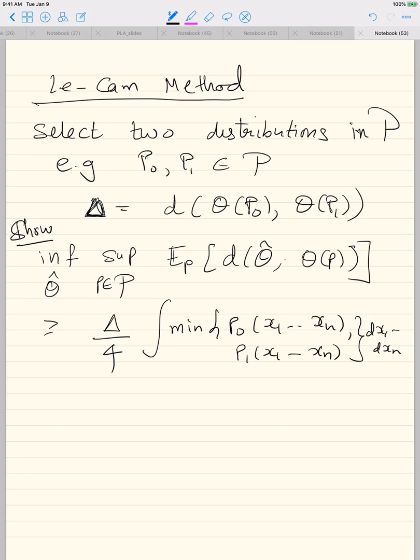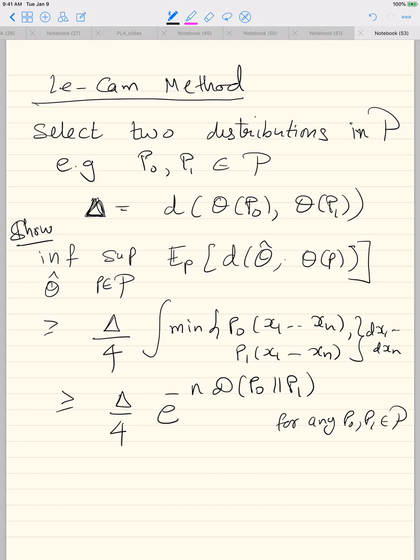In particular, there is an identity that can be used to show that this is greater than delta by 4 e to the minus n d of P0 and P1. So we can choose P0 and P1 in our design. And Le Cam says that if you choose this P0 and P1, your minimax risk will be lower bounded by this quantity. But recall that this delta is defined here. It's the distance between P0 and P1. And then you have the relative entropy term. So there is a trade-off in choosing P0 and P1.